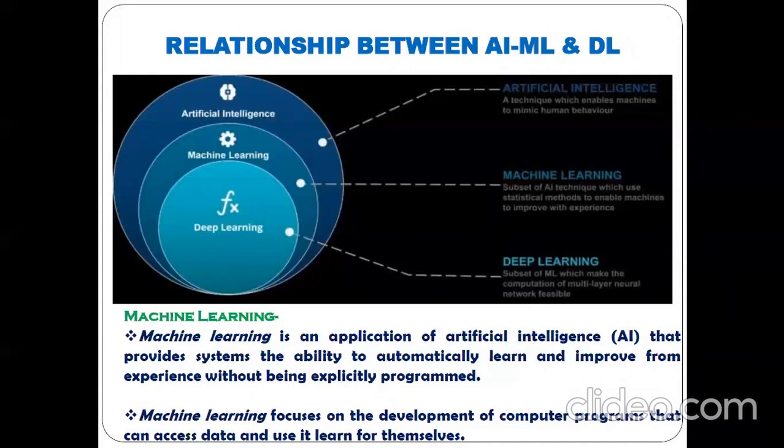Which need not be explicit programs. The machine learning algorithms compare the data. Understood what it does? It compares the data and from that it gives you a certain kind of output. Below it is mentioned: machine learning focuses on the development of computer programs that can access data and use it to learn themselves, meaning with the help of machine learning algorithms the machine learns itself.